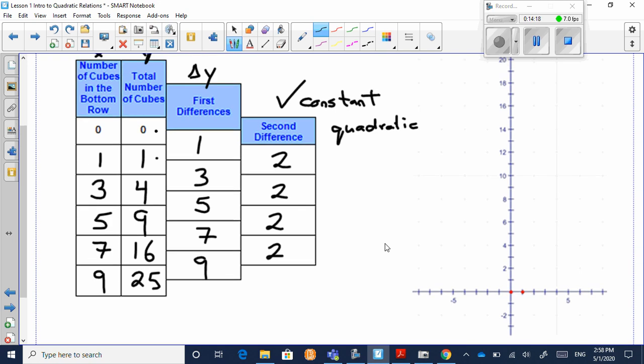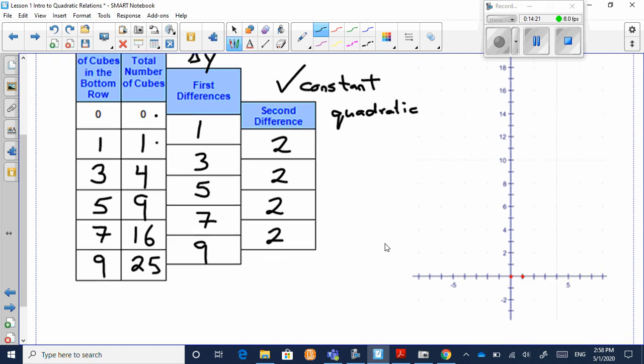Well, let's graph it and see what this looks like. So again, in order to graph, I've got to go back to my first 2 columns. The graph doesn't care about first or second differences. It cares about the first 2. So I'd put a dot at 0, 0 right there. And then I'd go over 1, up 1. Over 3, up 4. Over 5 and all the way up to 9.